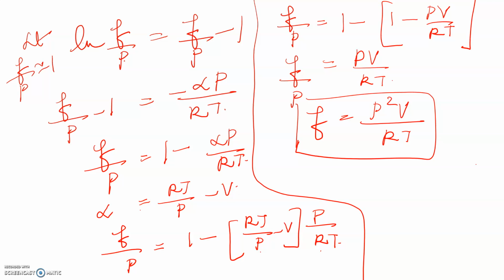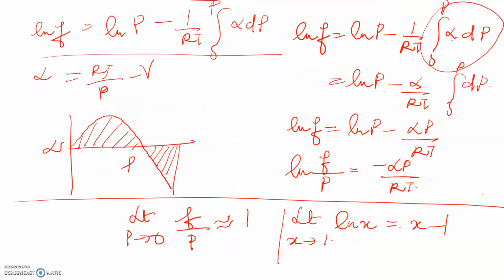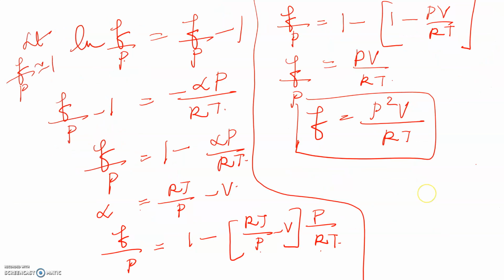At higher pressures, we have to integrate this equation, integral 0 to p alpha dp, and for doing that we have to plot the graph between alpha and p and take the area of the curve. Okay, this is how you determine fugacity, first by graphical method and the other by an approximation. f is equal to p squared V by RT. This equation you can use for solving numerical problems in fugacity.